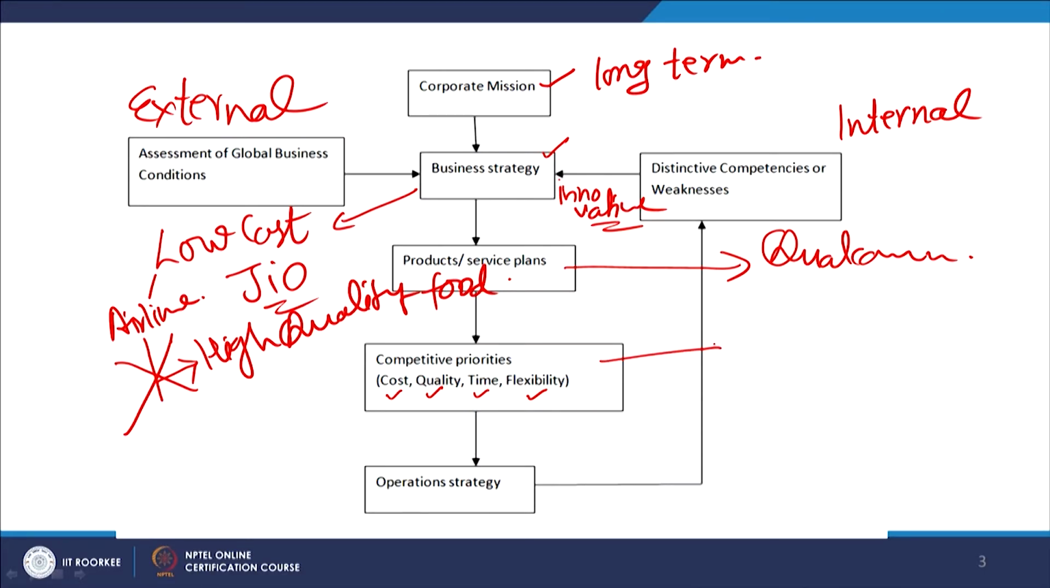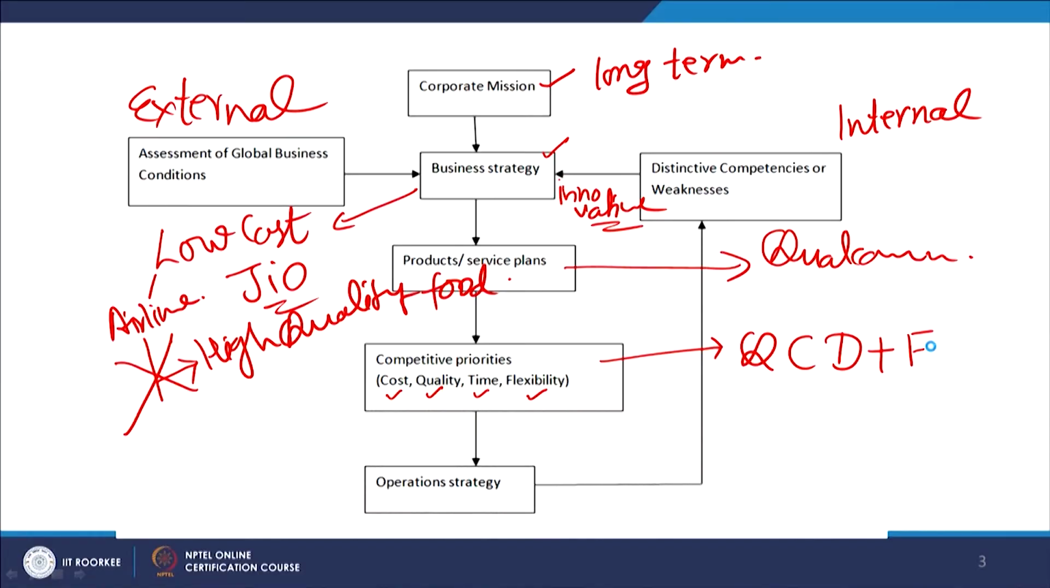Normally, in the language of operations management, we call them QCD, that is quality, cost, delivery time, and then you have also added the dimension of flexibility into it. So, now we have QCDF, the different types of competitive priorities you can have in your product and service plans. But this competitive priority should also flow from the corporate mission and then the business strategy. If the competitive priority is not in sync with your top level activities, then again you are not going to get competitive advantage out of it.